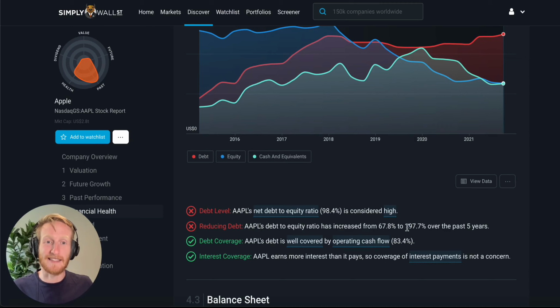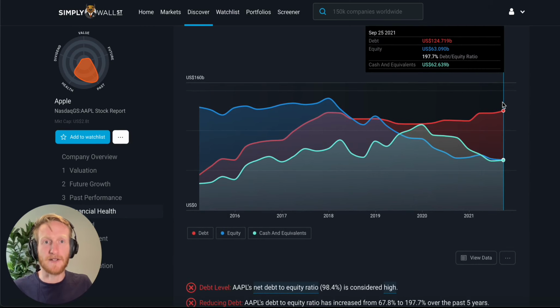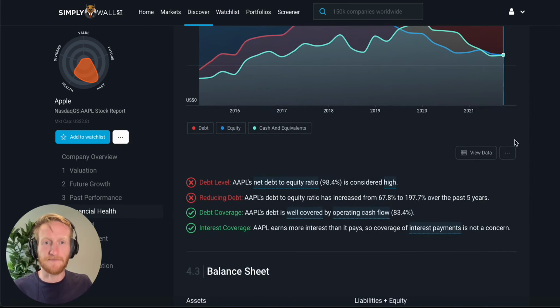to 197% over the past 5 years. Now, this check here doesn't include debt, right? So we can see the red line is basically almost double what the blue line is, 124 billion versus 63 billion. The next check is basically all about the financial affordability of the debt.